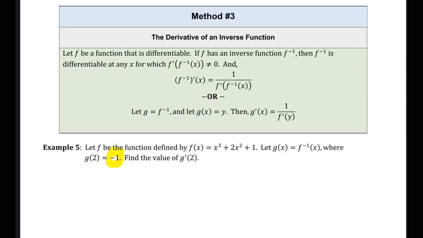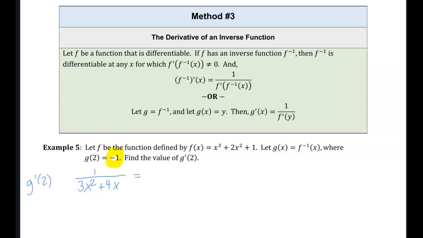So in our example, we have x cubed plus 2x squared plus 1. We are trying to use the shortcut formula, so we know it's 1 divided by f prime, so that's the derivative of f. That's equal to 3x squared plus 4x, and then the last part is just 0.